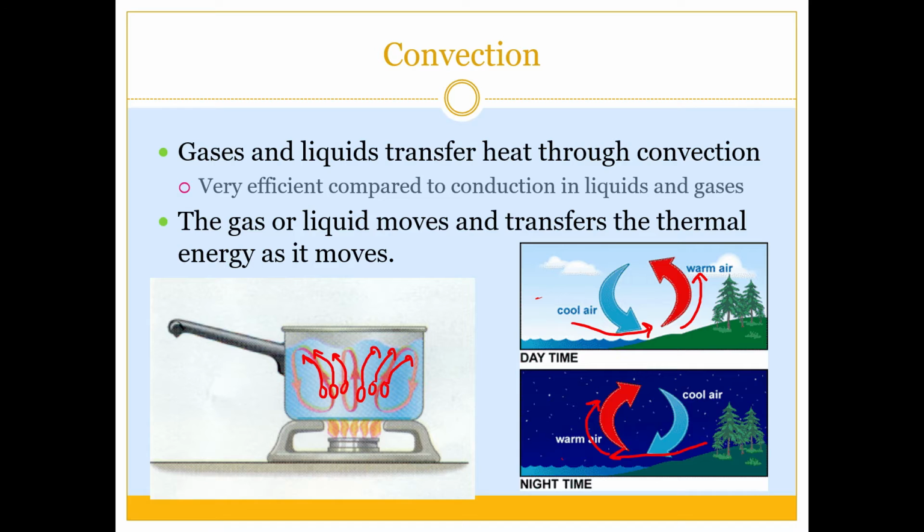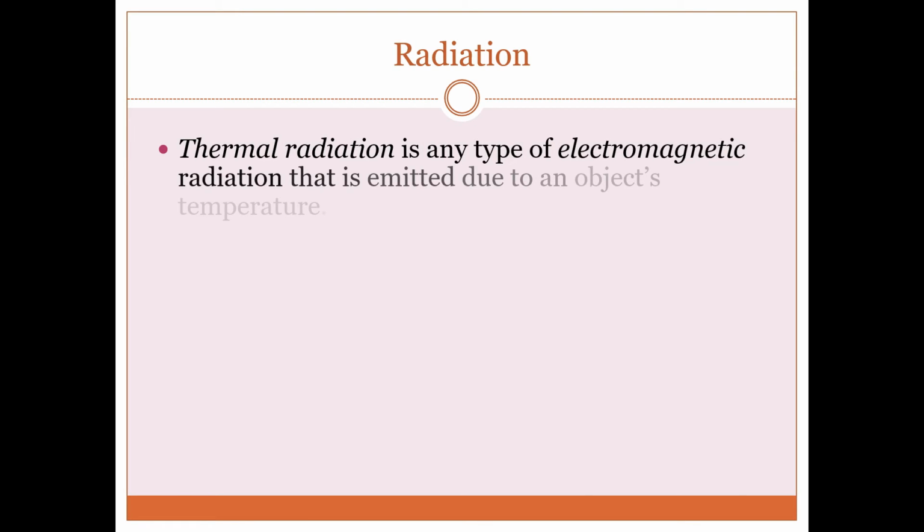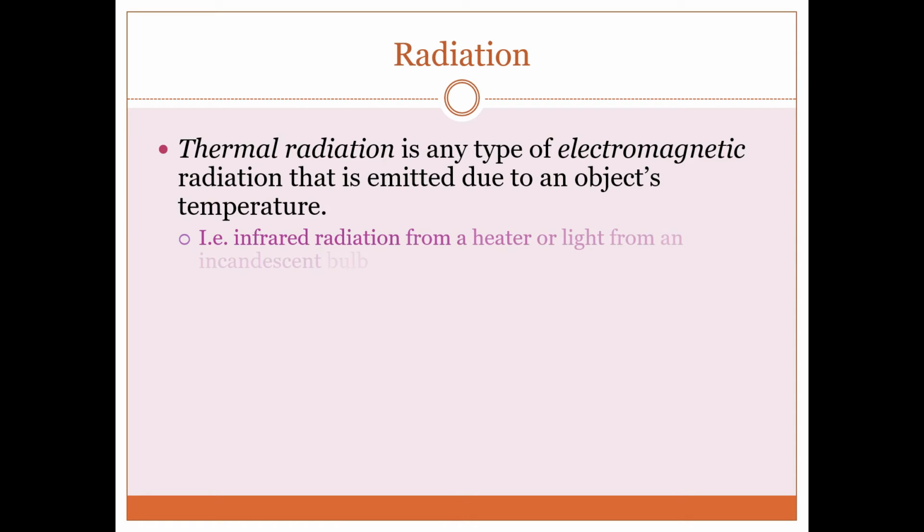Okay. The third way of heat transfer is through radiation. Radiation is any type of electromagnetic radiation that is emitted because of an object's temperature. The best example of this is basically infrared radiation from a heater or light from an incandescent light bulb. Incandescent light bulbs, by the way, are very, very inefficient because most of the energy that goes into an incandescent light bulb gets turned into heat energy. Okay, great for heating up things near the light bulb, not so great for light.